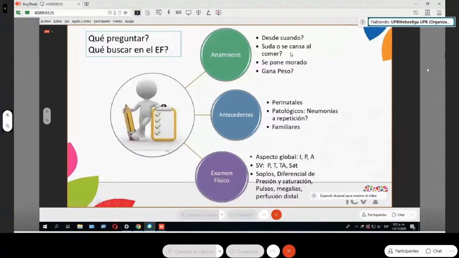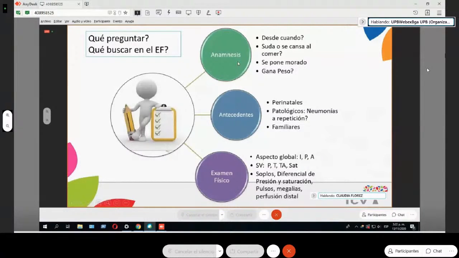Another thing to consider is the background: whether the mom had a pathology during pregnancy, if there was a viral infection, or if the mother presented diabetes or pneumonias, or if there is any family history of heart diseases. You may think that the kid or the baby has a heart disease.